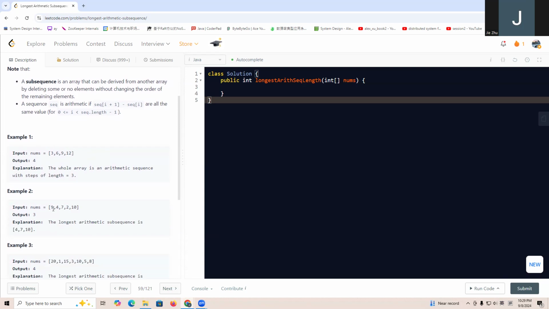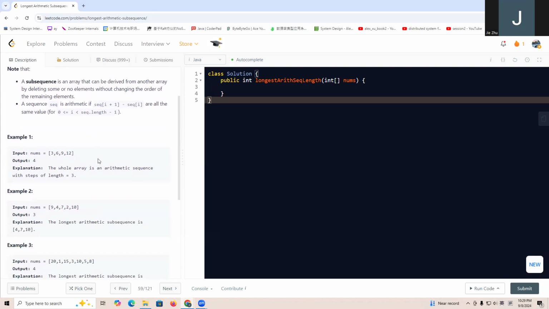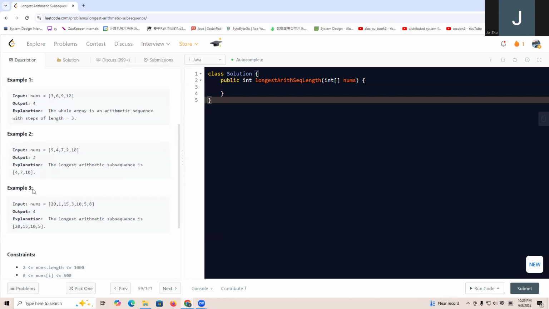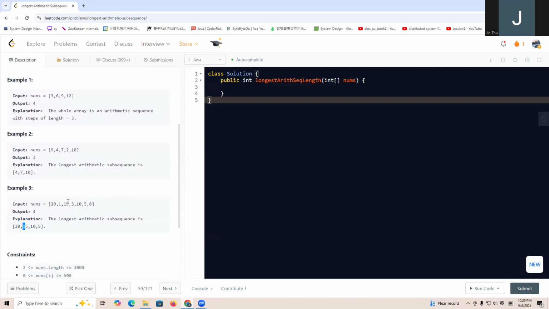And the second one, the longest arithmetic subsequence is 4, 7, 10. So every element in the subsequence has increased by 3. And the third one, the longest arithmetic subsequence is 20, 15, 10, 5. So let's see the common diff, that is minus 5.